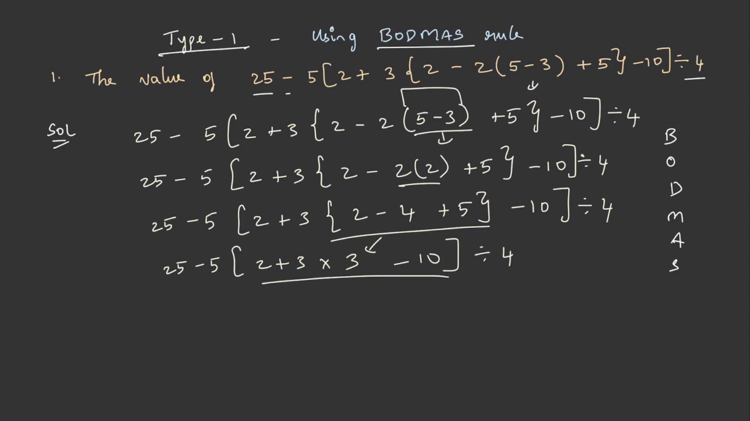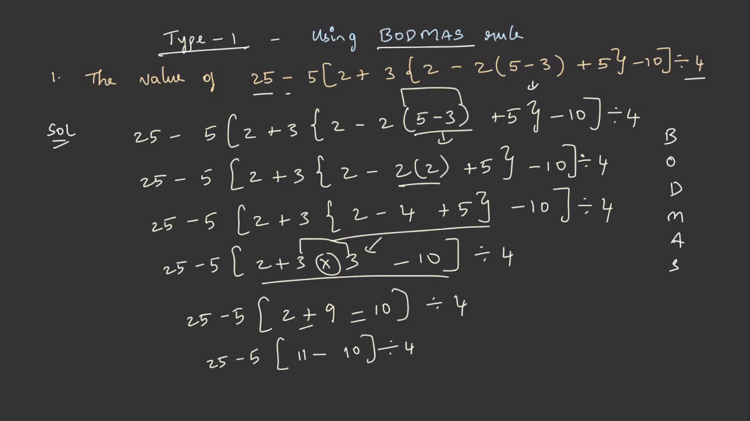Let's simplify this now. 25 minus 5, 2 plus 9, 3 into 3 as multiplication comes first, minus 10 divided by 4. 25 minus 5 to 11 minus 10 divided by 4, which is equal to 25 minus 5 into 1 divided by 4, and this becomes 25 minus 1.25 as 5 divided by 4 is equal to 1.25, and the final answer is 23.75. This is how you solve using BODMAS rule.